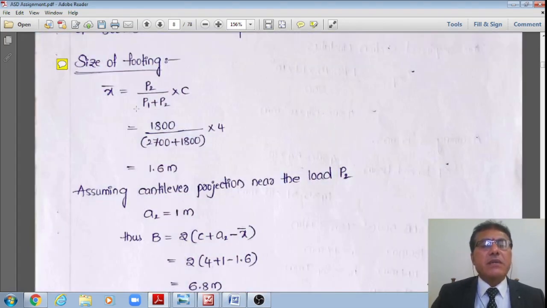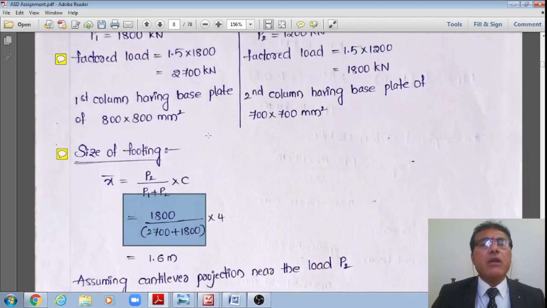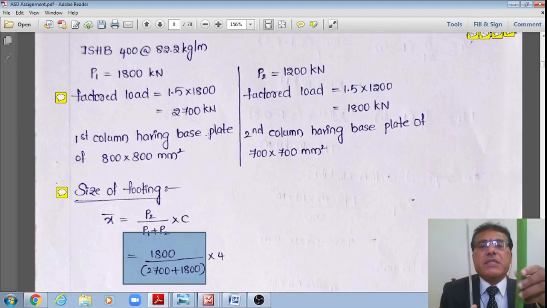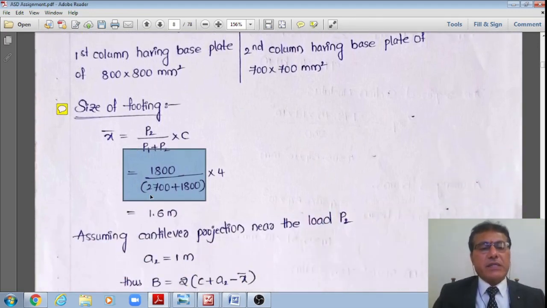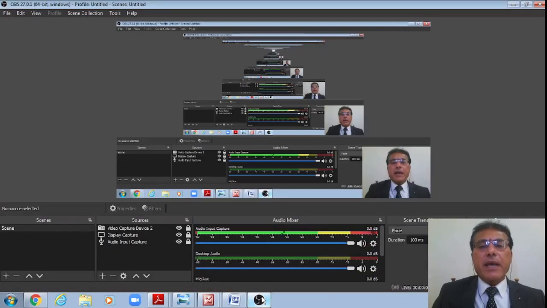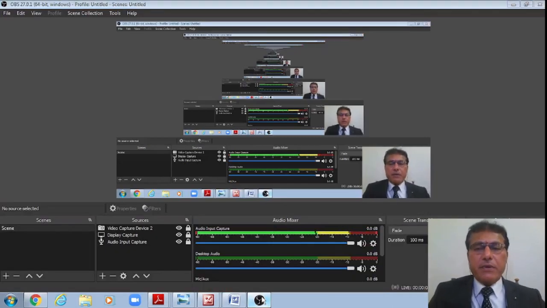Therefore, upon substitution, X bar is 800 divided by 2700 plus 1800, multiplied by 4. The distance between the two columns is equal to 4 meters. Therefore, that CG will work out to 1.6 meter.